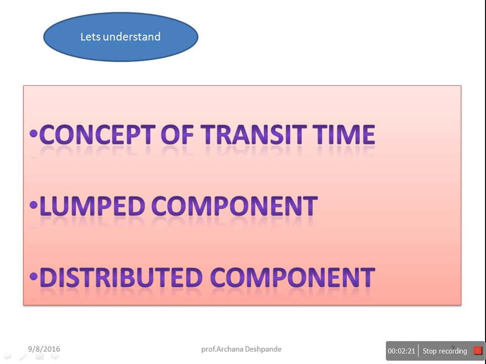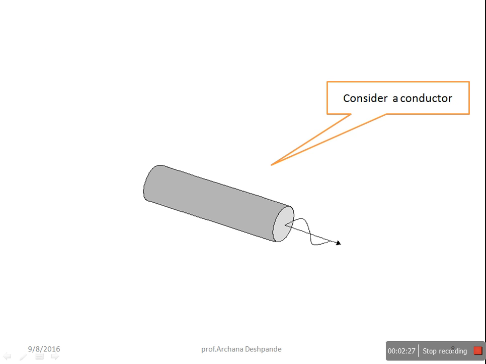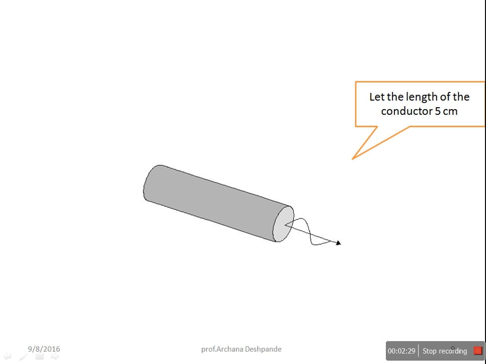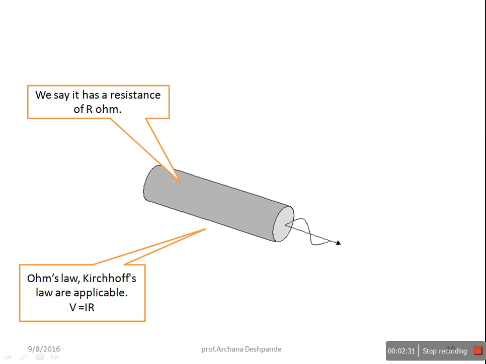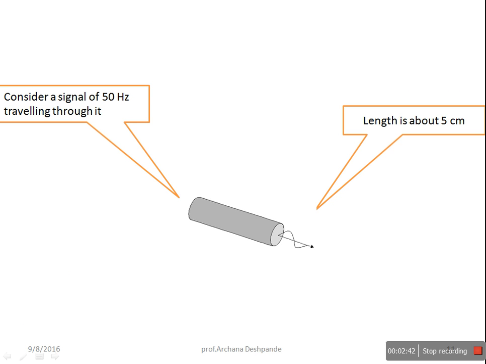So now let us understand the concept of transit time, lumped components and distributed components. For that, let us consider a conductor having a length of 5 cm. Now let us consider that this conductor has a resistance R ohm, and we can apply Ohm's law, V is equal to IR. Now let us assume that this conductor is connected to a source which produces a signal of 50 hertz. So now this conductor is carrying that signal.